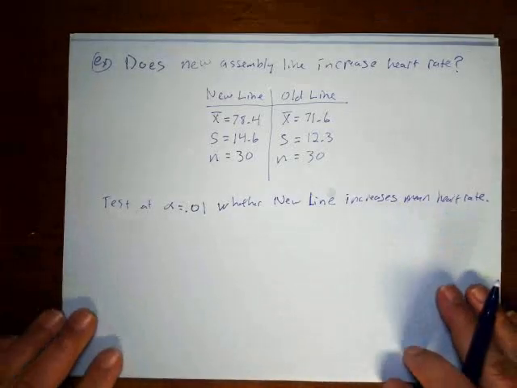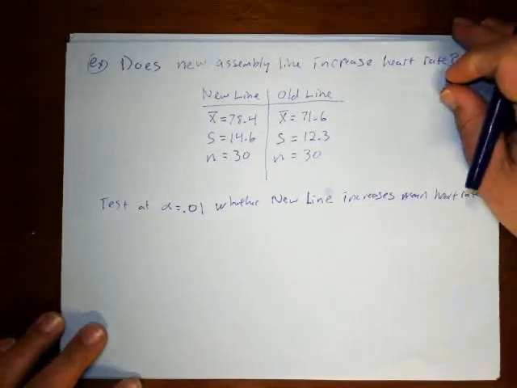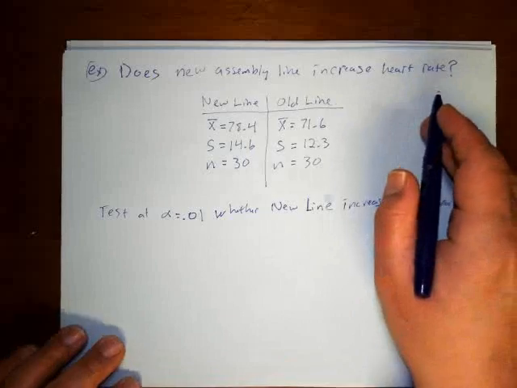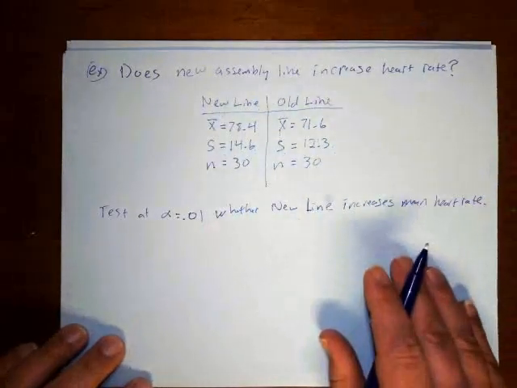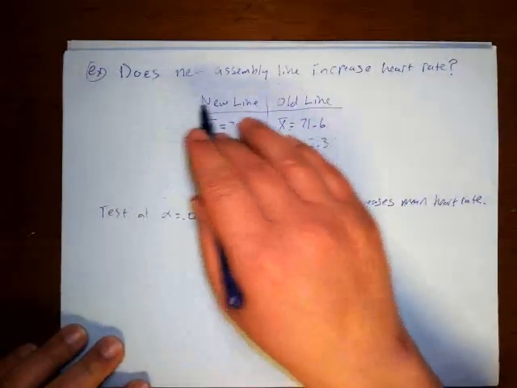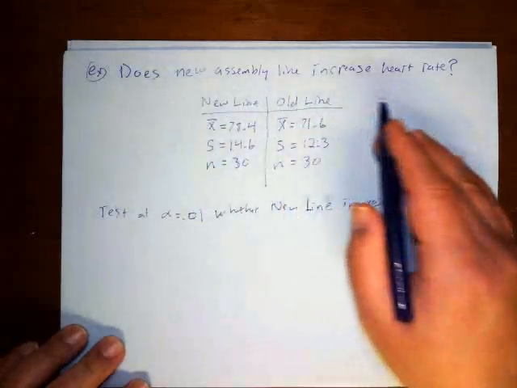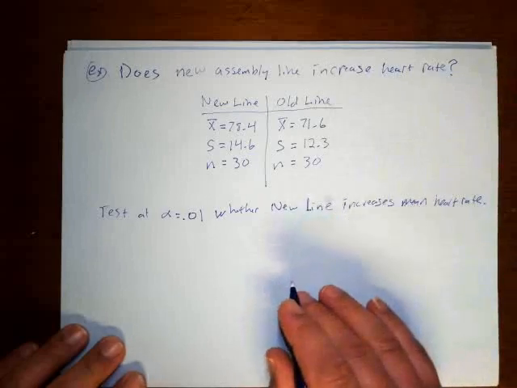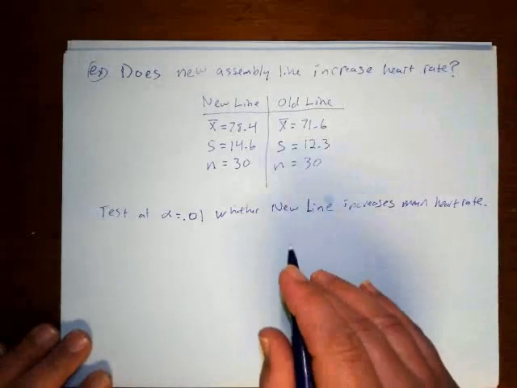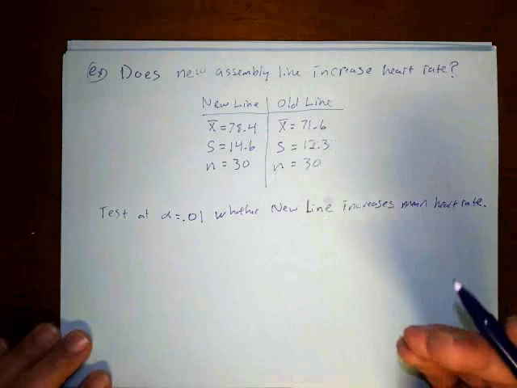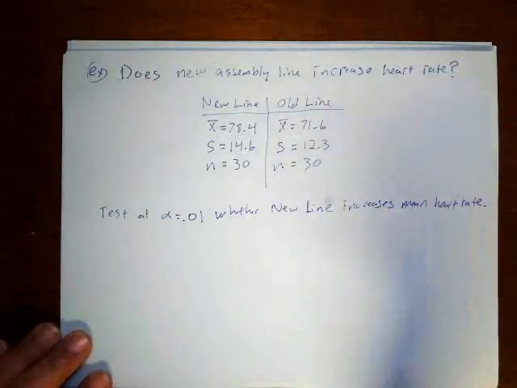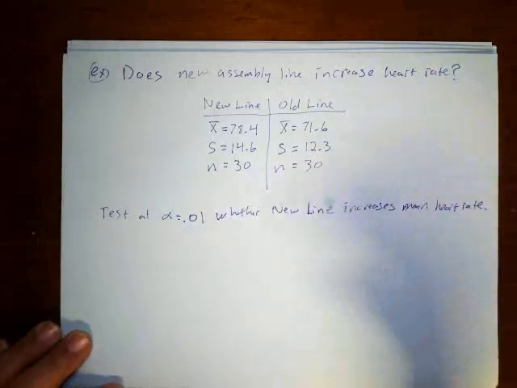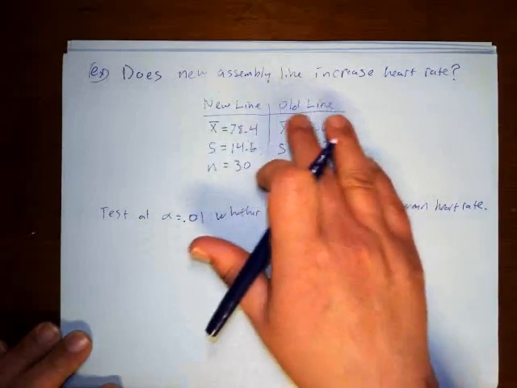Let's try another one of these hypothesis tests for the difference between two means using large independent samples. In this case, someone wants to know, does the new assembly line increase the heart rate of the people on the assembly line? Maybe they got a new assembly line and they're wondering if it's more stressful, and does it increase the heart rates of the employees?